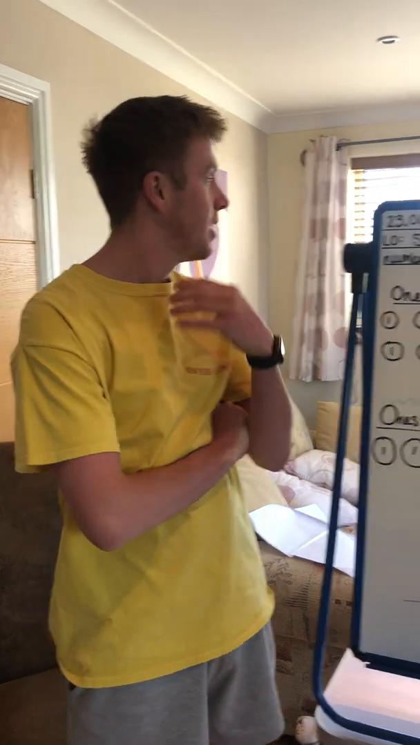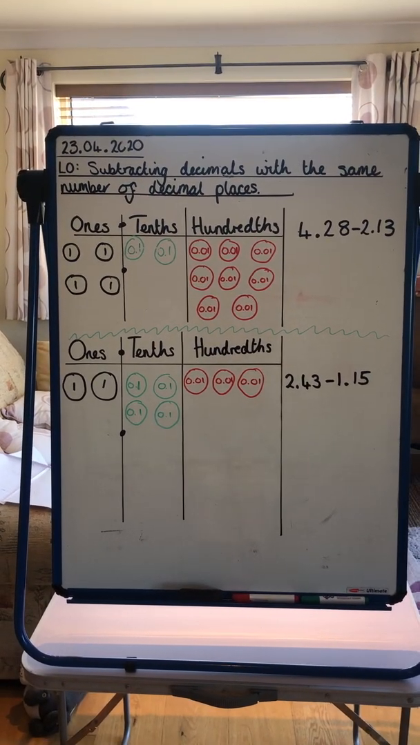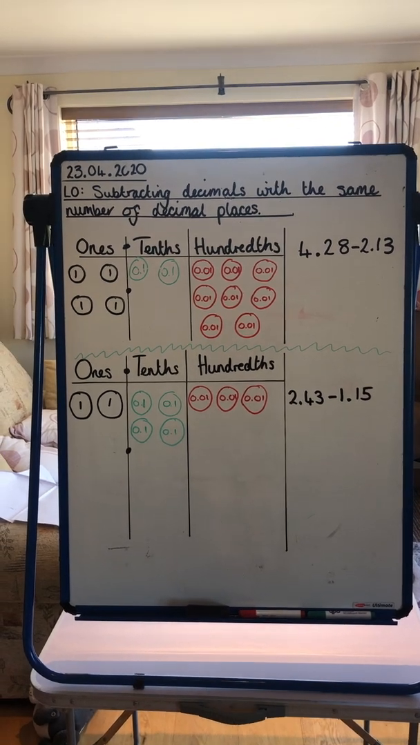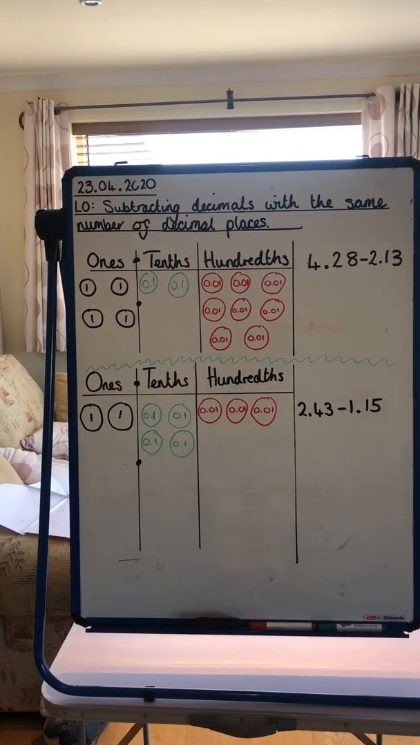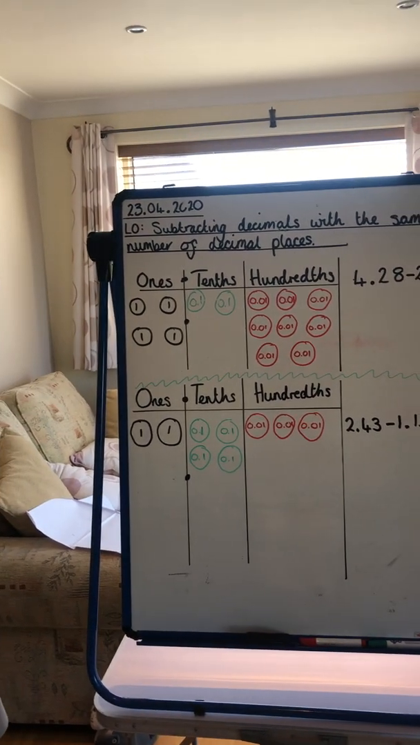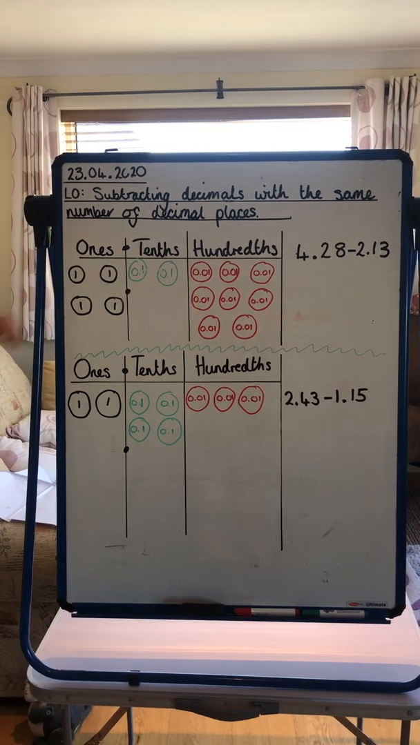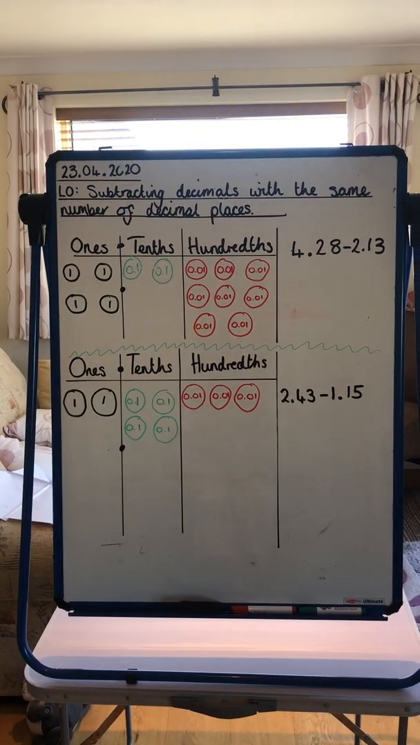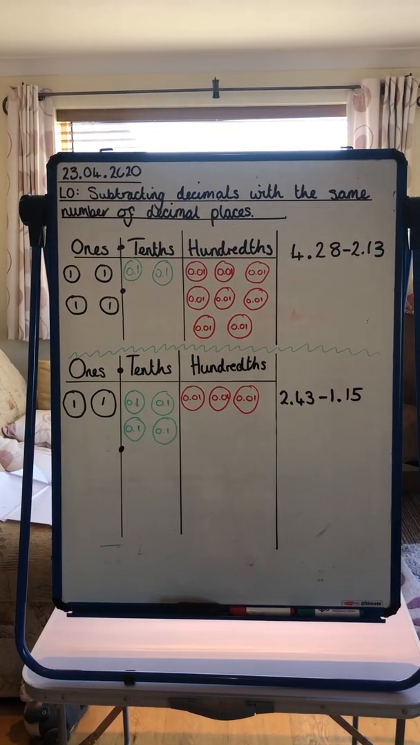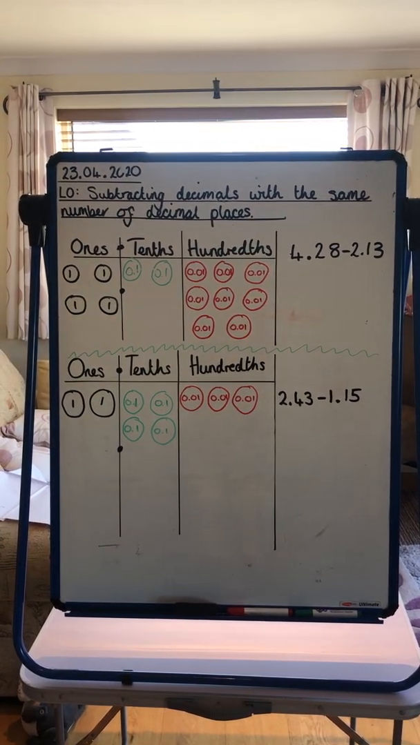Today, in maths, we're going to be looking at subtracting decimals with the same number of decimal places. After yesterday, we looked at adding decimals with the same number of decimal places. So first of all, we're going to look at subtracting using a place value column, okay? And I've got two questions for us just to work through first of all. Firstly, we're going to look at this one, 4.28 take away 2.13.